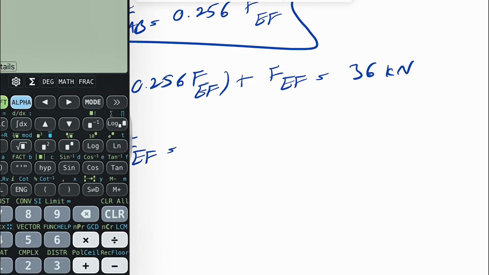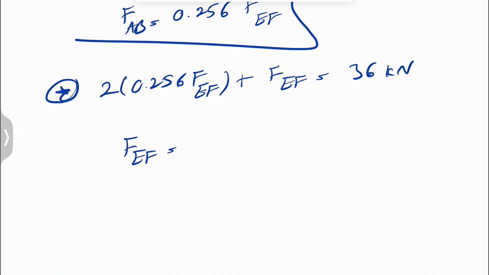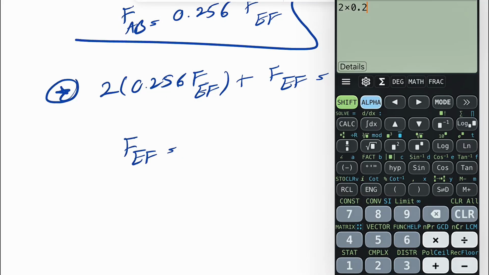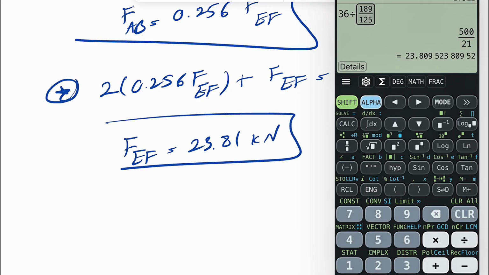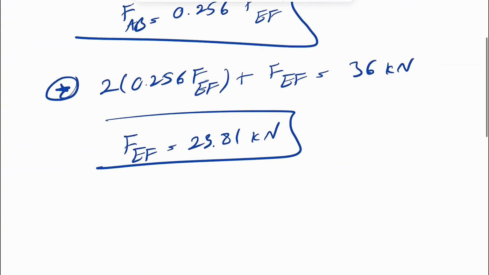Let's just calculate this. If you factor FEF in here, it's going to be 2 times 0.256 plus 1, and we're going to have 36 divided by that answer. So our FEF is going to be 23.81 kilonewtons. So now that we have FEF, it's easy enough to find FAB.